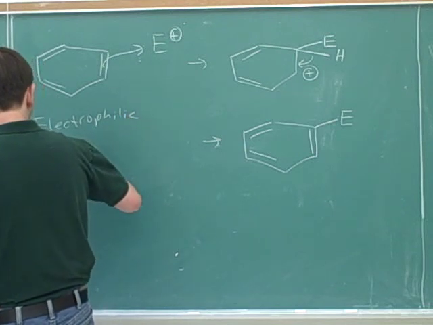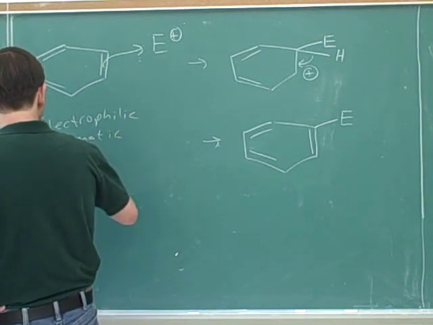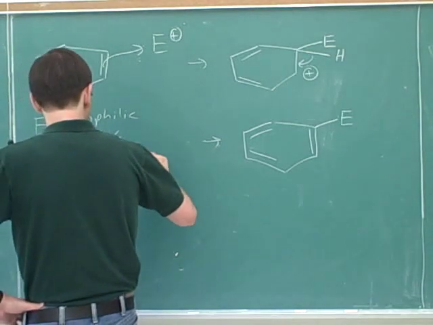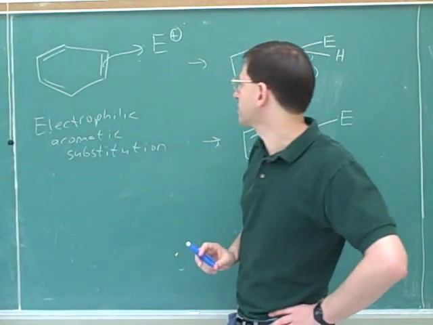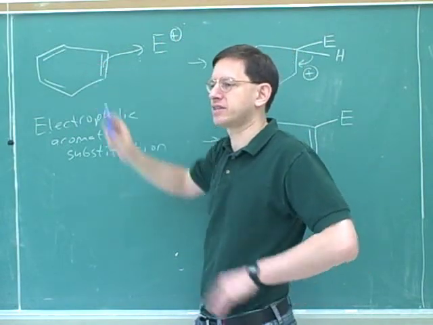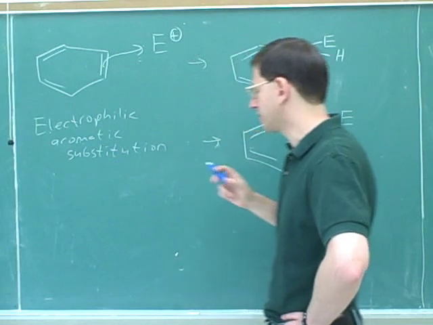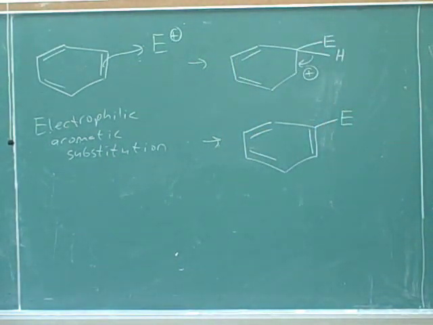Electrophilic aromatic substitution. Why is it called electrophilic? Because it's an electrophile that attacks the benzene. Why is it called aromatic? Because the benzene is aromatic. And why is it called substitution? Because you're substituting the H for the electrophile. We're substituting the electrophile for the hydrogen.